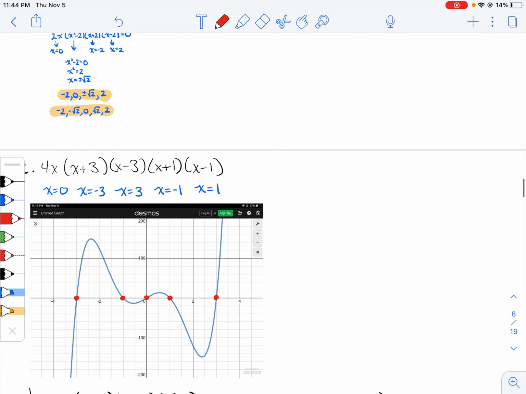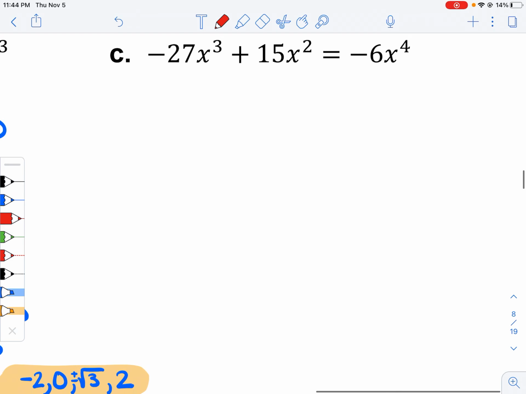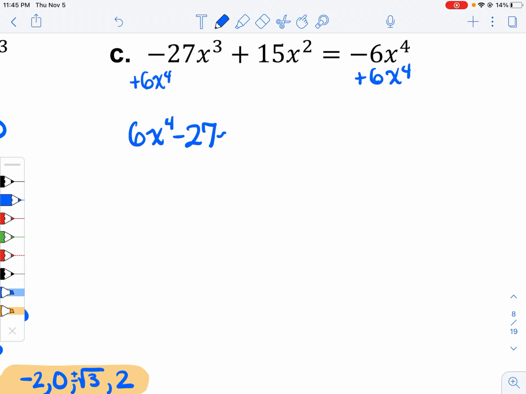All right, sorry, let's go back to C. Don't know how I missed it. Putting this in standard form, we just have to add 6x to the 4th, and we should add it to the front. So we have 6x to the 4th minus 27x to the 3rd plus 15x squared, all equal to 0.